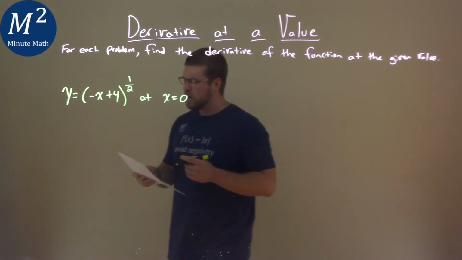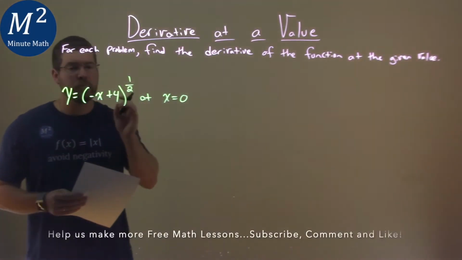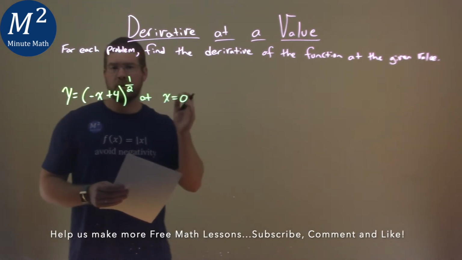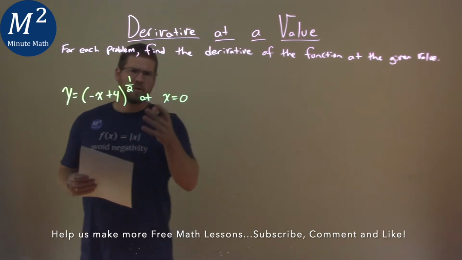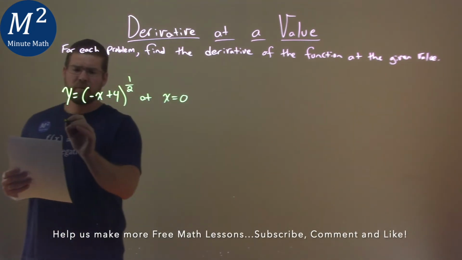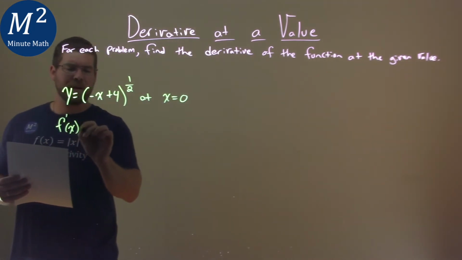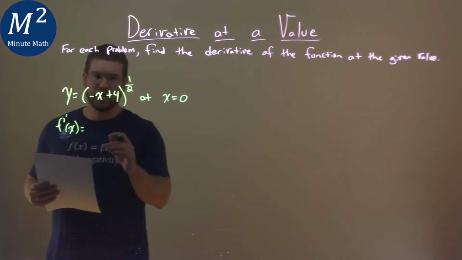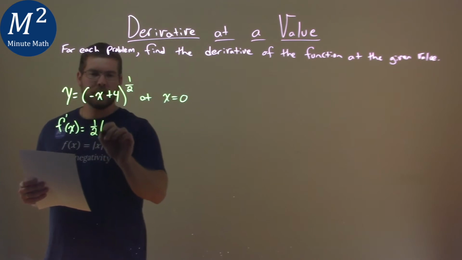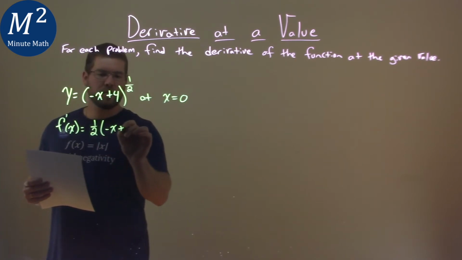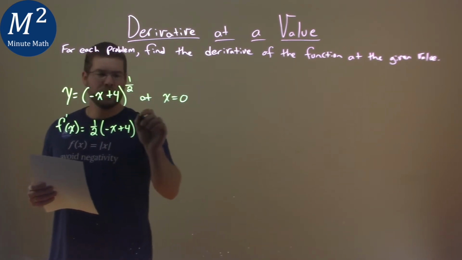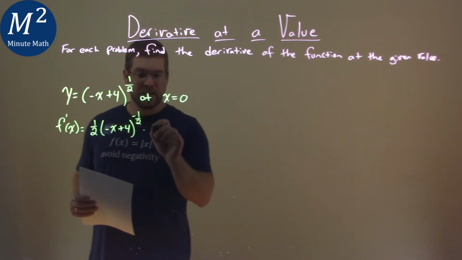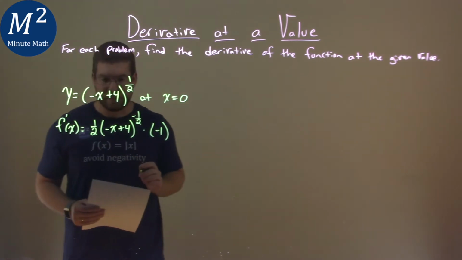We're given this problem right here, y equals (negative x plus 4) all to the 1/2 power, and we need to find the derivative at x equals 0. Well, let's first find the derivative here. So I'm going to write it as f prime of x, because I like writing it that way. And we're going to use the power rule and chain rule here. 1/2 comes out front, keep the inside, negative x plus 4, subtract the exponent by 1, we have a negative 1/2 here. Multiply that by the derivative of the inside, which is just a negative 1.